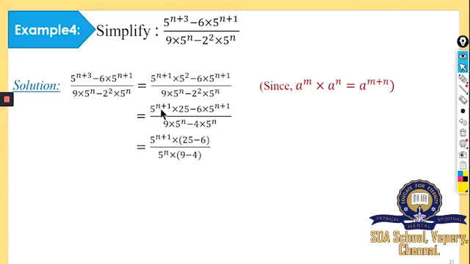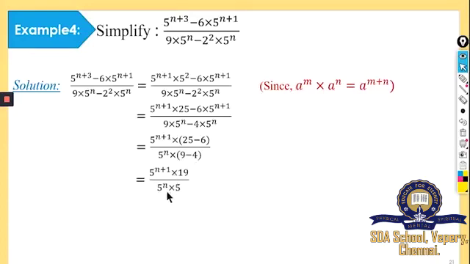The next step is, as we saw, if we take 5 power n plus 1 commonly, the leftover term will be 25 here, and here the leftover term will be 6. That is how we have got 25 minus 6. Likewise, in the denominator, we have 5 power n common in both terms, right? So taking 5 power n commonly outside, here the leftover term will be 9, and here the leftover term will be minus 4. Okay. Now if you solve this, 25 minus 6 is 19, and 9 minus 4 is 5. So that will be the next step.